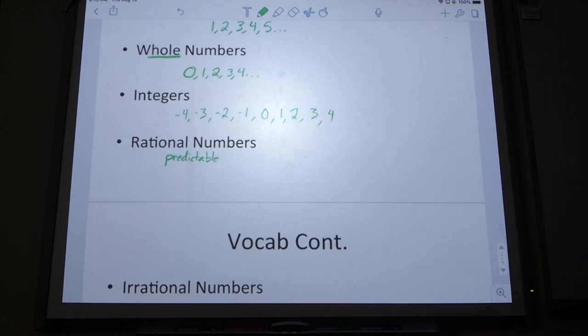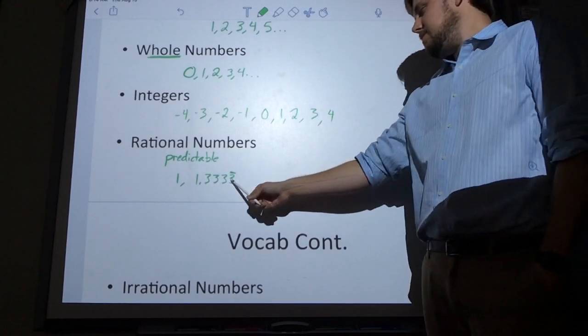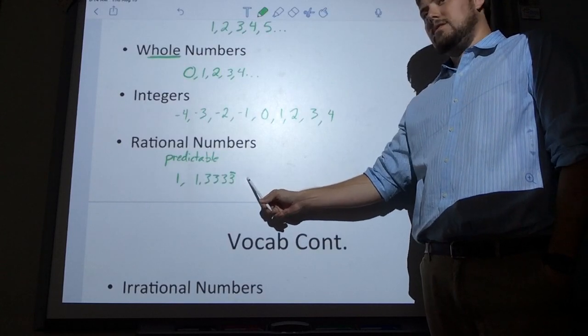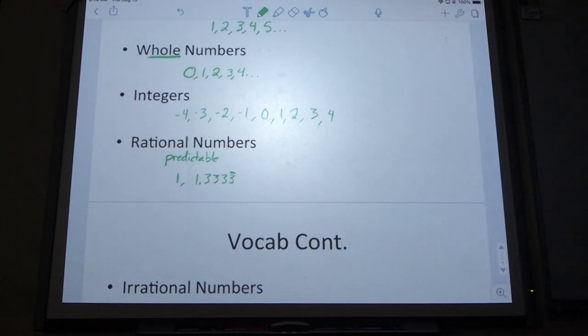So it does include everything above. Because if I write down the number 1, we know that's 1. There's no changing that. That's just 1. If I write down the number 1.3333 repeating, what's going to come after this last 3? If I kept writing? Another 3. What else? Another 3. Another 3. Right? So that's predictable. We know what's coming next. So repeating ones. Repeating decimals.